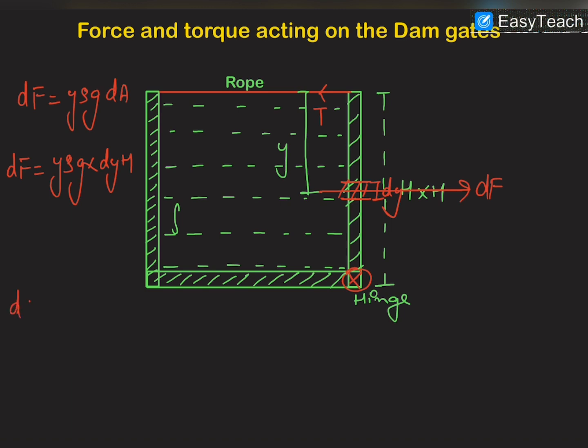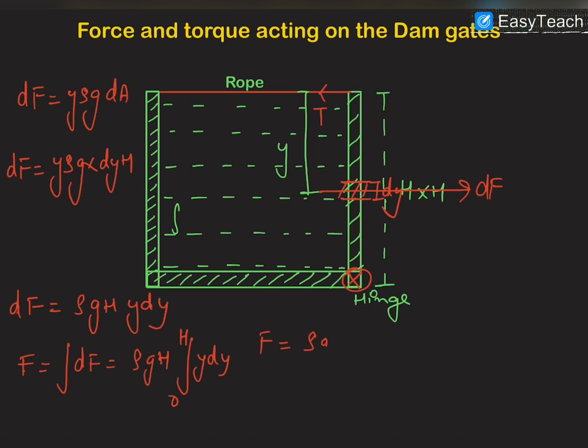So dF will be equal to rho g h into y dy, and the total force will be the integration of dF, which is rho g h times the integration of y dy, with limits from 0 to h. So the total force will be equal to rho g h cube by 2. This will be the total force acting on this wall in this direction.